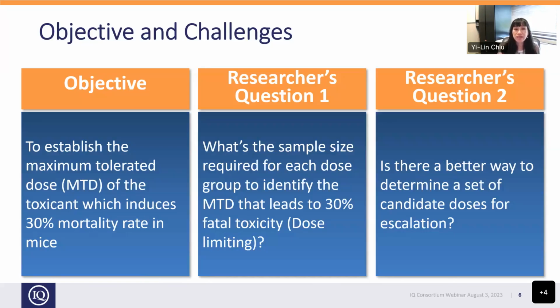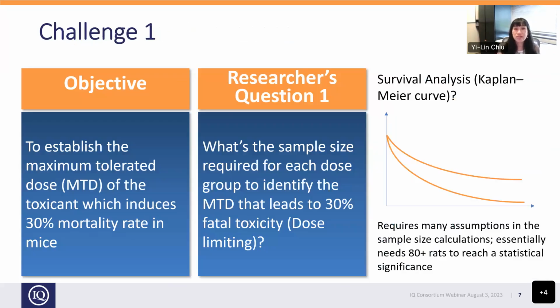And they appreciate that a very small sample size is almost like a coin toss, and the result may not be stable. And the second question is, is there a better way to determine a set of candidate doses for the escalation? Let's address the first question.